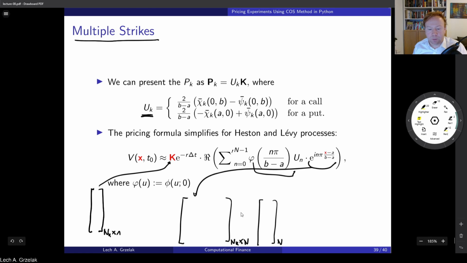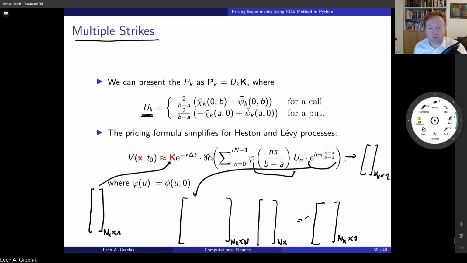Essentially we can just perform a product of those two. So it's a matrix times a vector. Then we end up with a vector of size nk times 1. So we have a matrix of size nk times n, and we multiply with a vector of size n times 1. So at the end, the output will be a vector of size nk times 1, corresponding exactly to the number of strikes that we have used. So this is basically a sketch of how we could implement it.